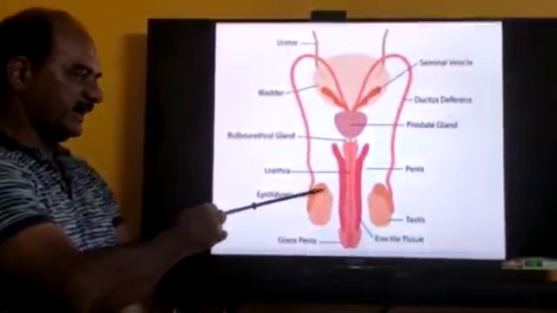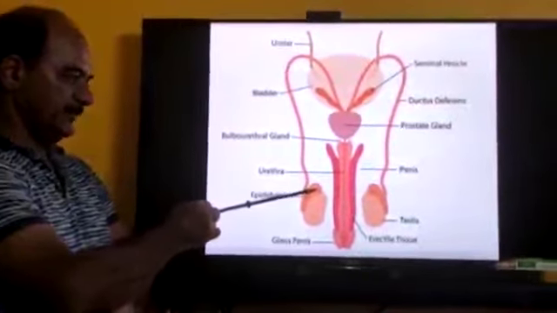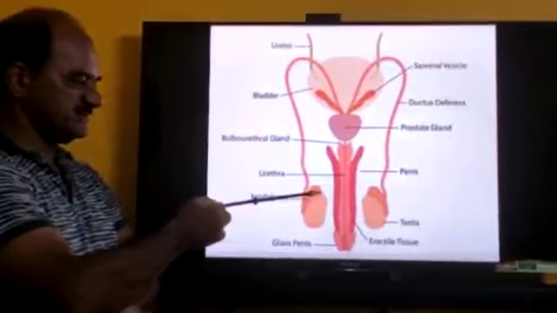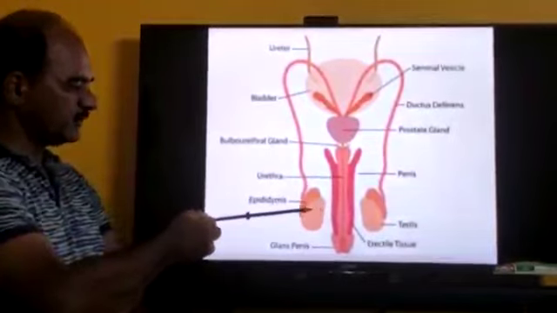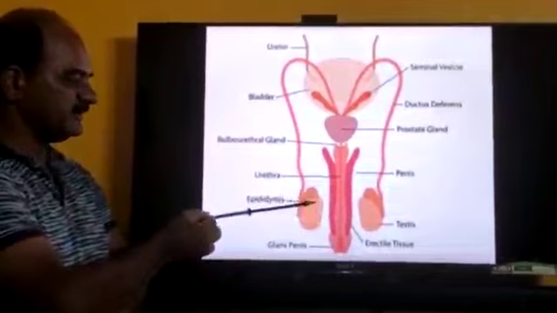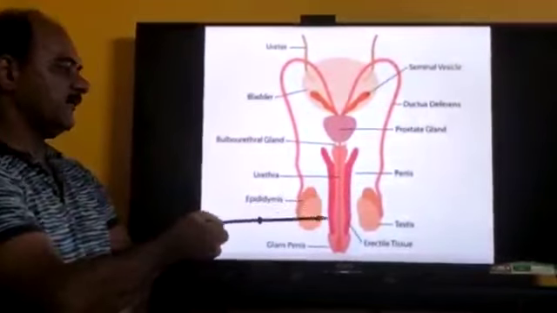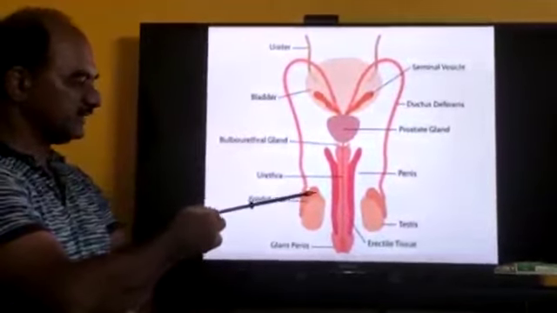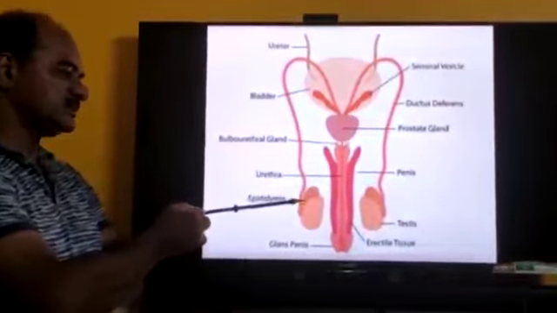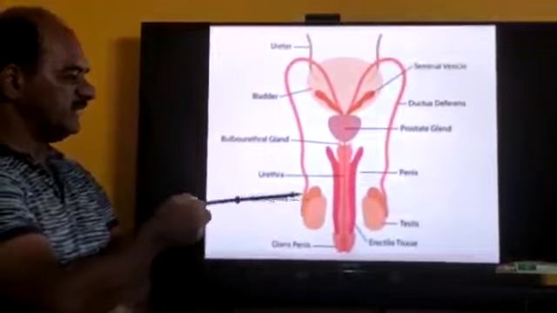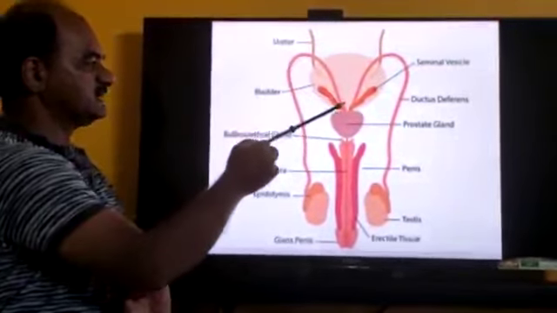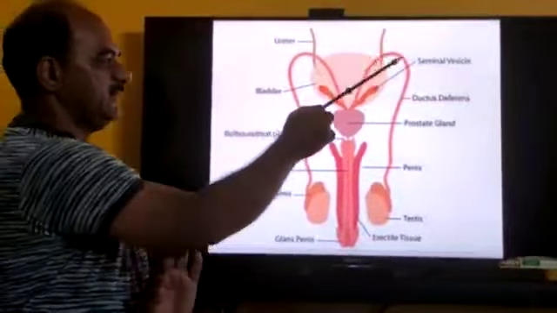The head part receives the sperm from the vasa efferentia, because the testis produces sperm. The sperm passes toward the rete testis, and from the rete testis it passes toward the vasa efferentia. From the vasa efferentia it passes toward the head, then the body, and then the tail. The head receives the sperm, the body stores the sperm, and through the tail the sperm passes toward the next duct system, that is the vas deferens.